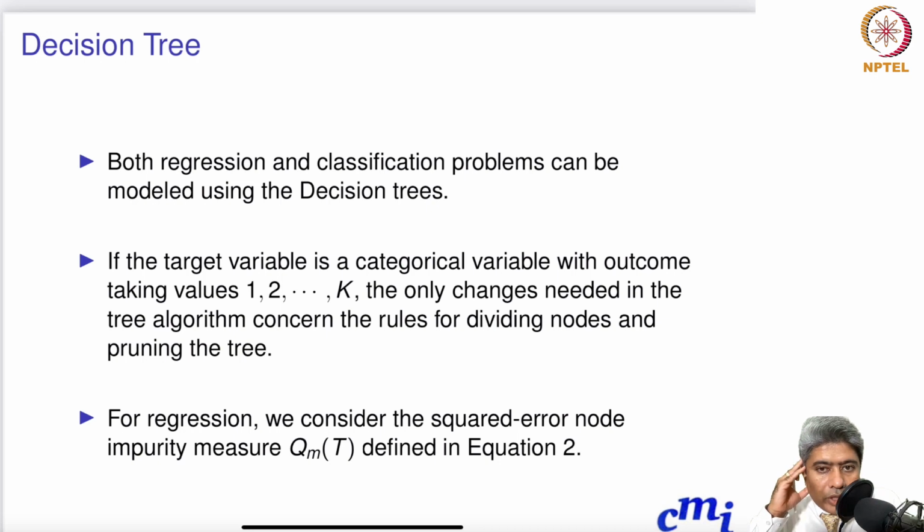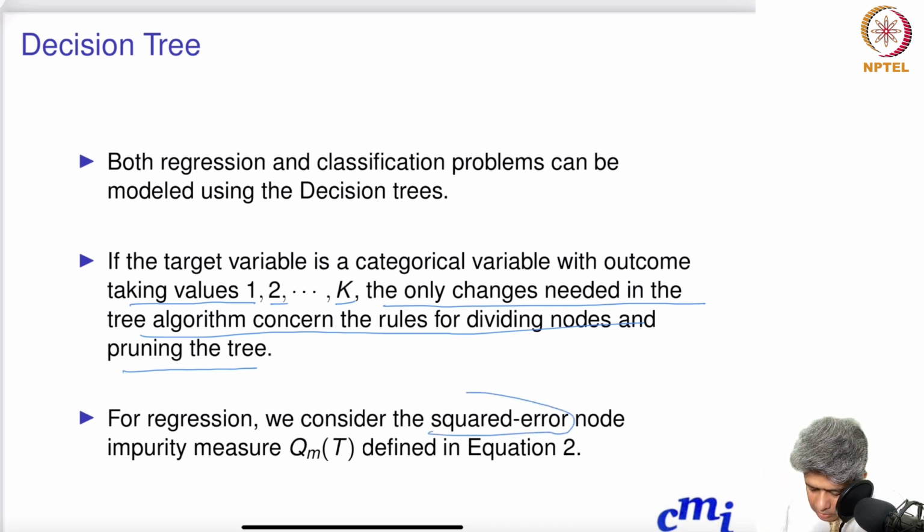In decision tree, both regression and classification problems can be modeled. If the target variable is a categorical variable with outcome values, say 1, 2, 3 up to k, the only changes needed in the tree algorithm concern the rules for dividing the node and pruning the tree. So for regression, we consider the squared error node impurity measure Qm(T). Basically, this is the sum of squares of error at each node or at each region. That's it.